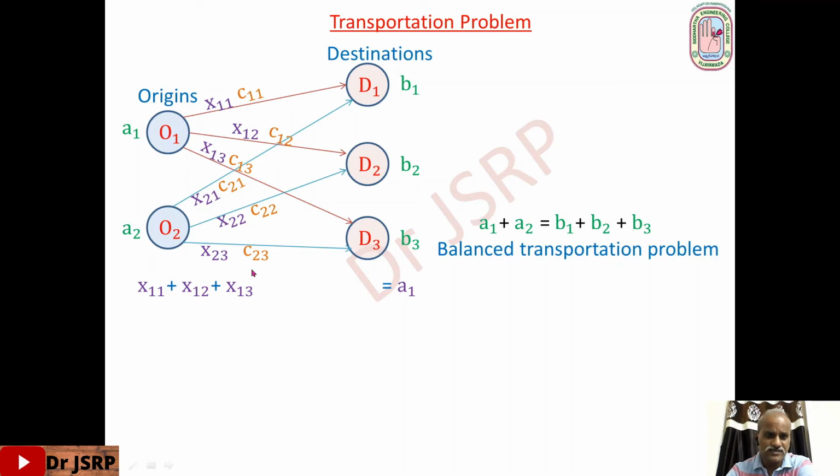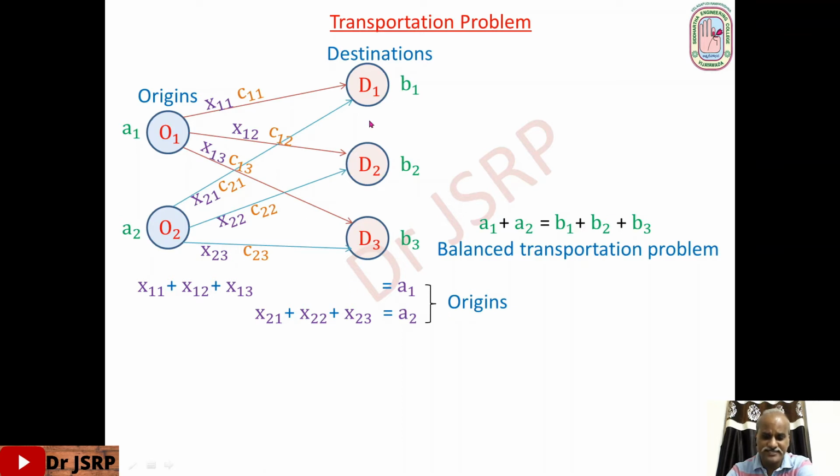So total number of units x21 plus x22 plus x23 should be equal to A2. Okay. So these two are constraints or conditions corresponding to the origins.